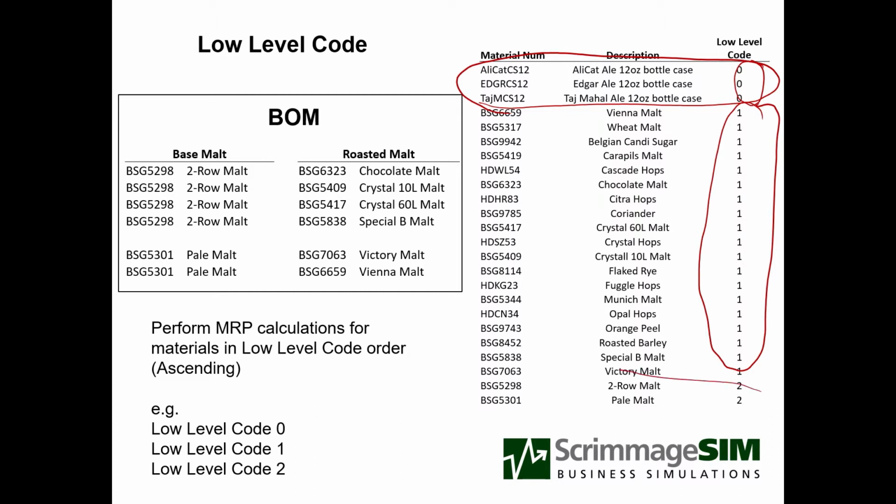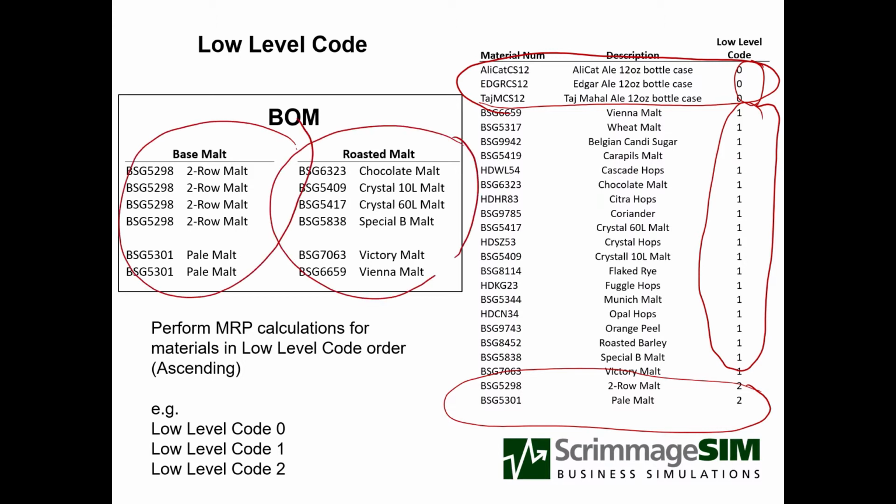However, the 2-row malt and the pale malt have a low-level code of 2. That's because they are used in the production of roasted malts. So the roasted malts need to be calculated. So the MRP calculations need to be completed for the roasted malts before we'll know the total requirements for 2-row malt and pale malt. The major requirements come directly from the beer, as these are base malts for the final product. But demand will also come from the roasting process as we convert those base malts into specialty malts.